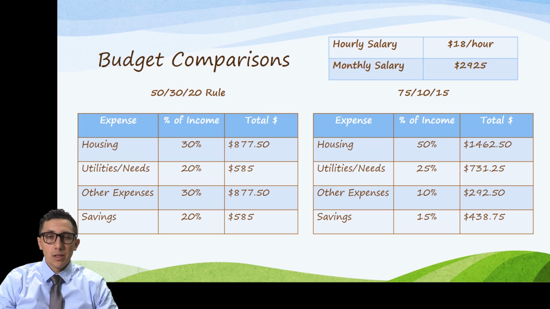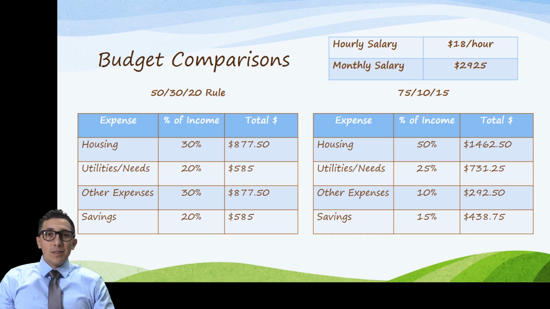But if we decrease the budget for shopping, dining out, and entertainment, then we can increase the budget for monthly housing expenses. Now it is 50% instead of 30%, which brings it up to $1,462.50 available for rent. Also, by reducing the savings by 5% and allocating those funds towards utilities, there's now $731.25 to pay for utilities. And still, there is $438.75 each month for savings.